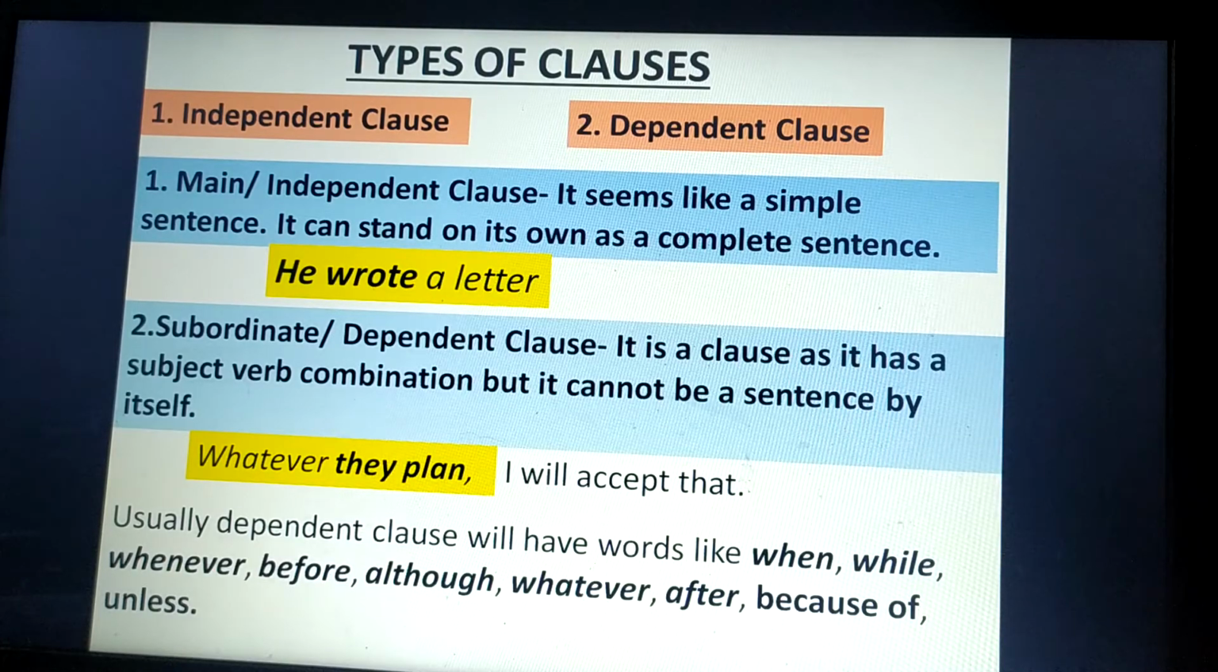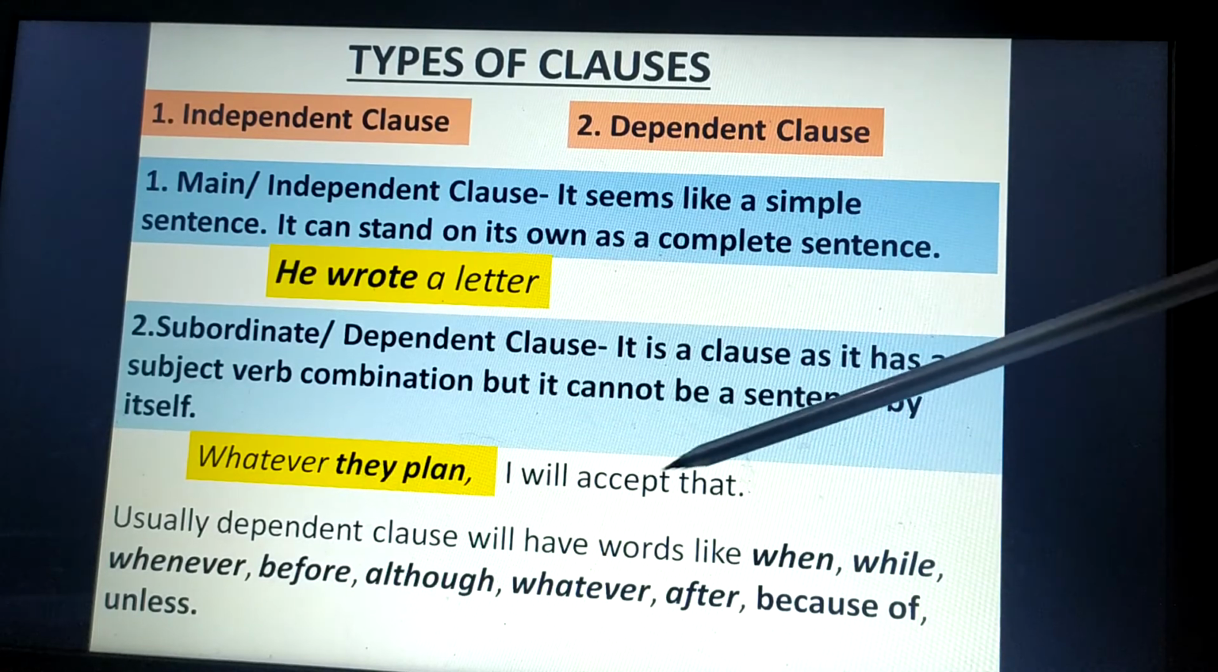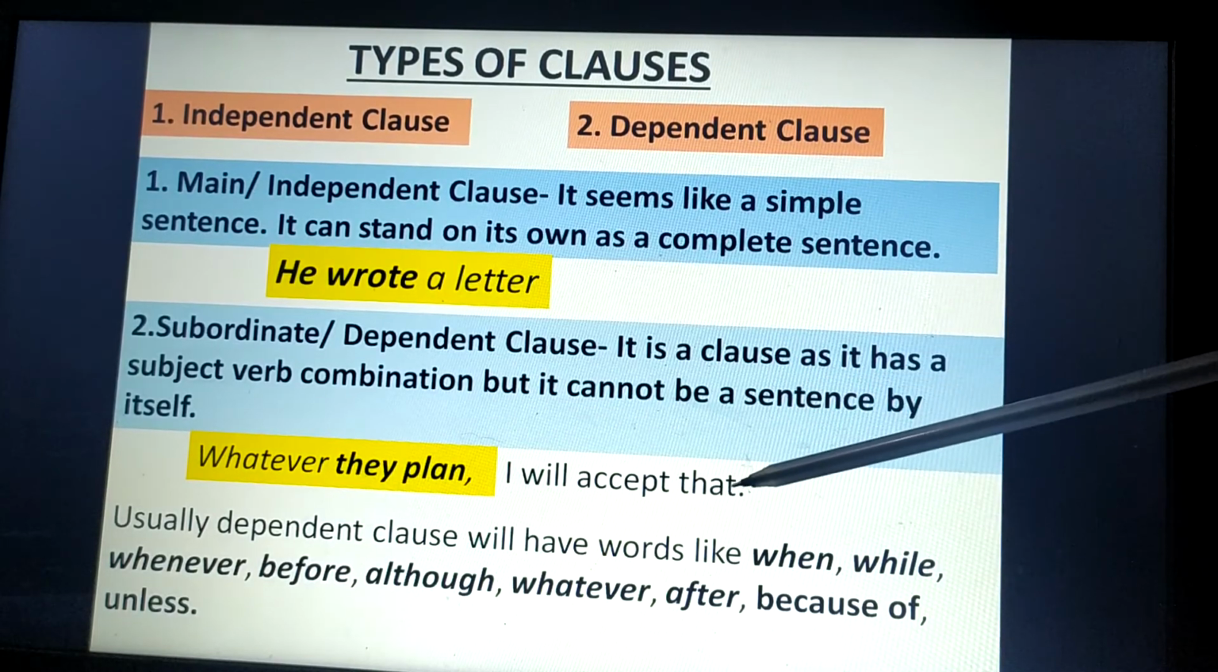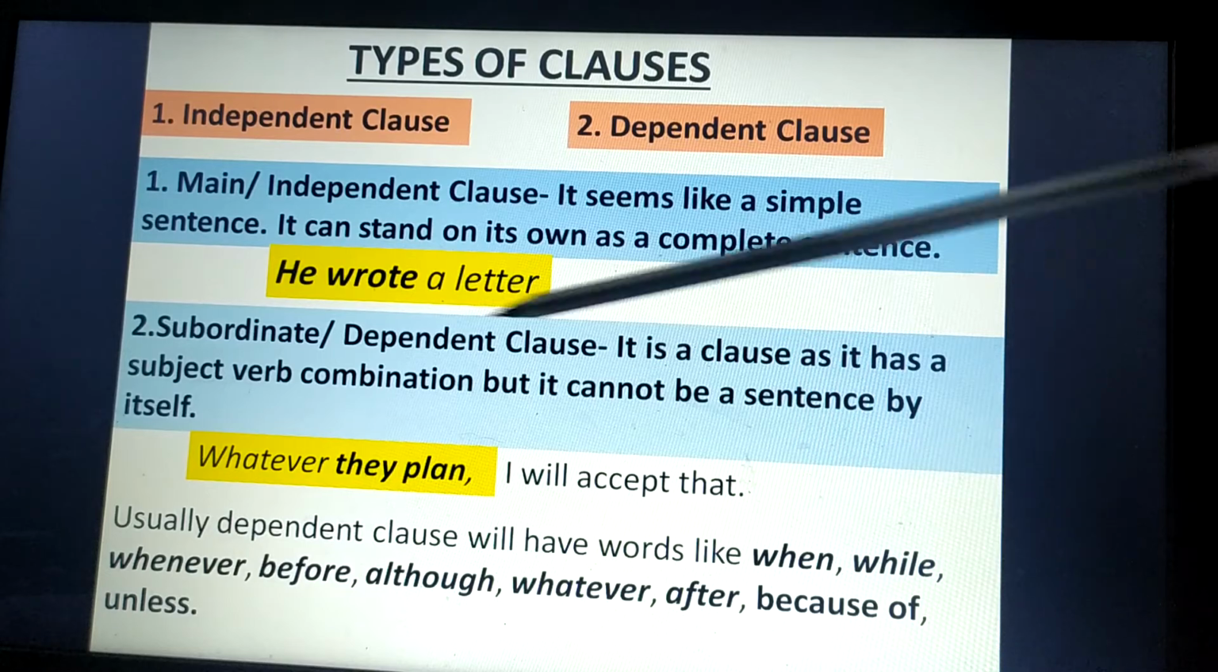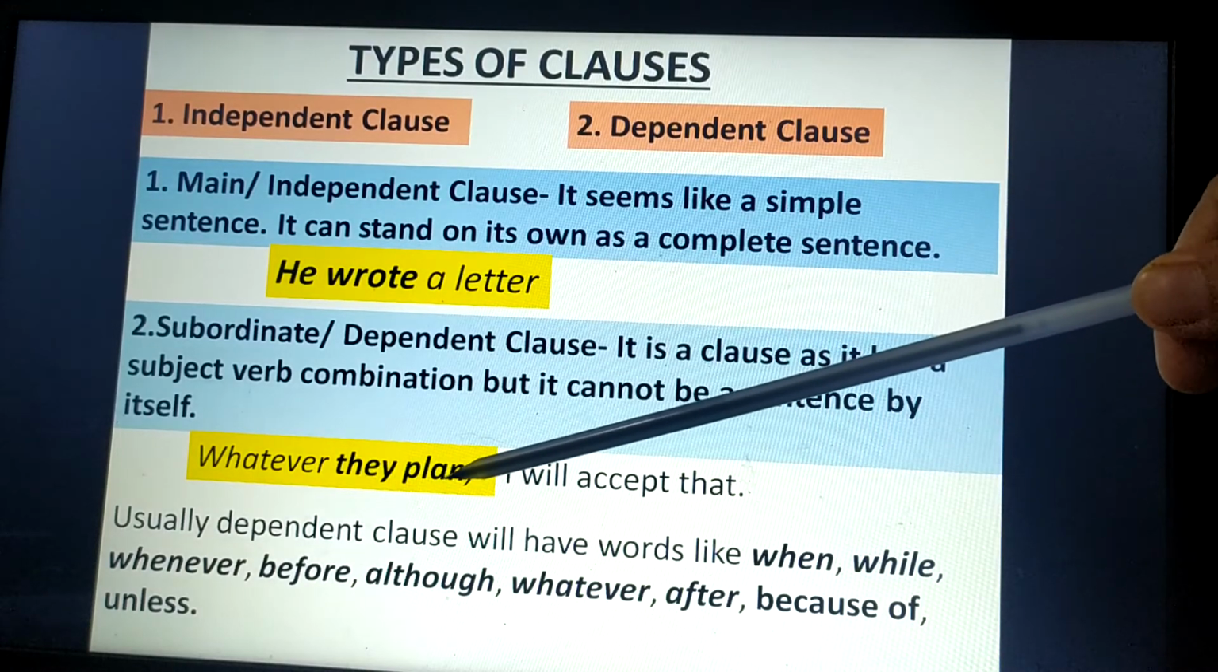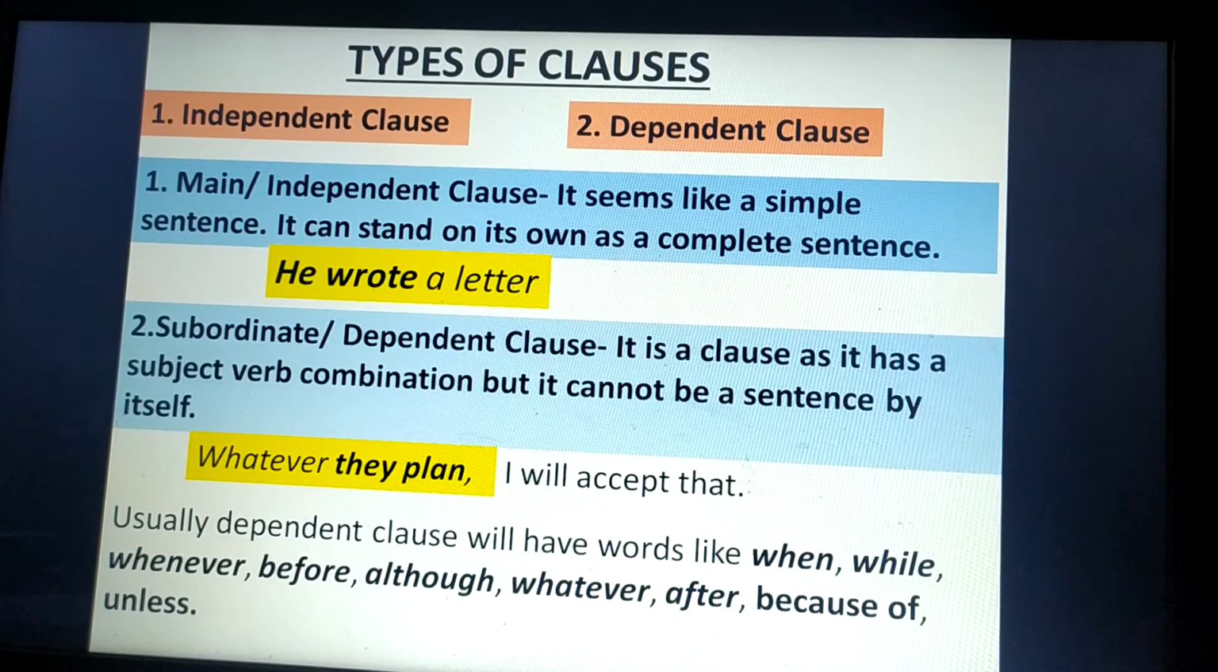To make it a full sentence, you will have to combine it with an independent clause such as, whatever they plan, I will accept that. I will accept that is an independent clause, and whatever they plan is a dependent clause. And usually a dependent clause will have words like when, while, whenever, before, although, whatever, after, because of, and unless.